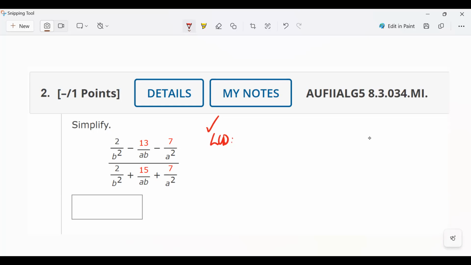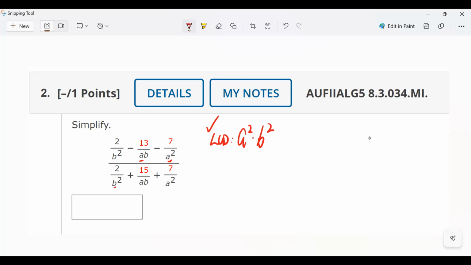Okay, let's go over the solution. The LCD for both top and bottom is a square times b square, right? You take every single variable and use the leading power, the highest power. Same thing for b, use the highest power, b square. That means you're going to multiply every single term by a square times b square.